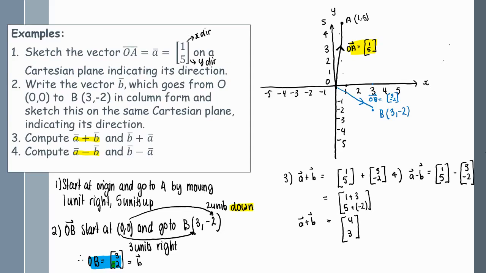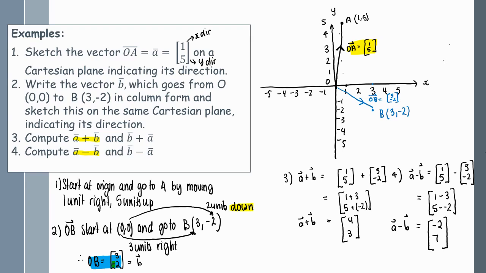So this one, start with a, 1, 5, and we're going to subtract 3, minus 2. Again, just go component-wise, 1 minus 3 and 5 minus 2. Well, that will be minus 2 on the top, and then 5 plus 2, or 7 on the bottom. Now we're going to have a look at what happens and what's the relationship diagrammatically.